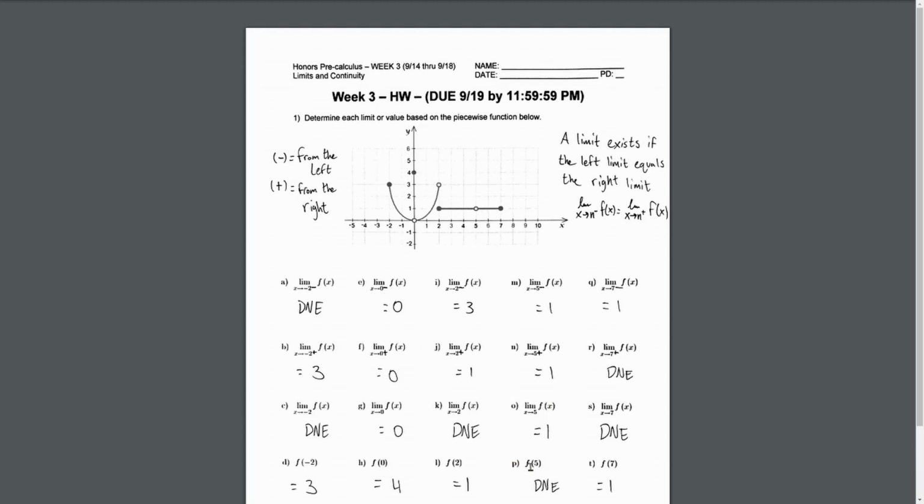Next, we have to evaluate the function at x equals 5. And since there's a hole here and we don't see any other points here at x equals 5, we can say that this function does not exist at x equals 5.